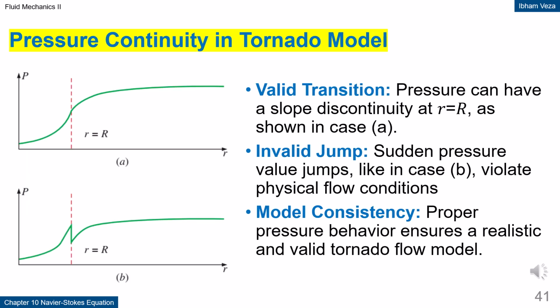Pressure continuity in tornado model. In a tornado model, pressure must vary continuously to remain physically consistent. The pressure may have a change in slope with radius, but it cannot jump abruptly. If a sudden pressure jump occurs, the model no longer represents a real flow. Pressure continuity ensures a reasonable force balance in the rotating system. Therefore, selecting an appropriate pressure profile is an important part of tornado modeling.